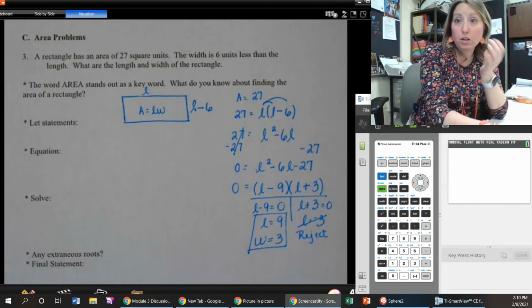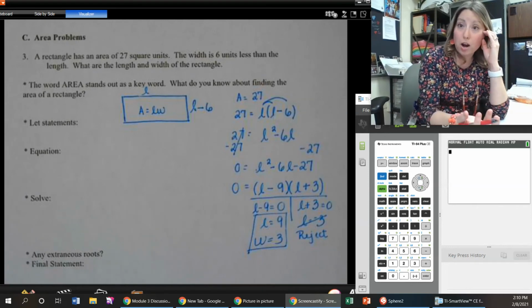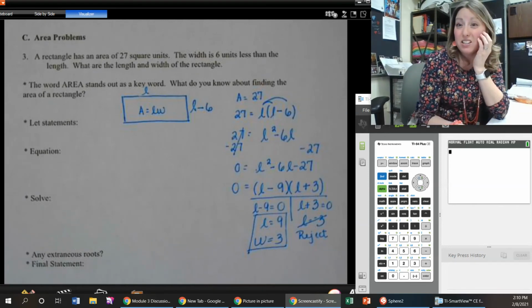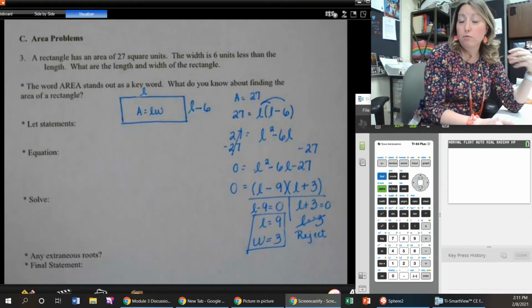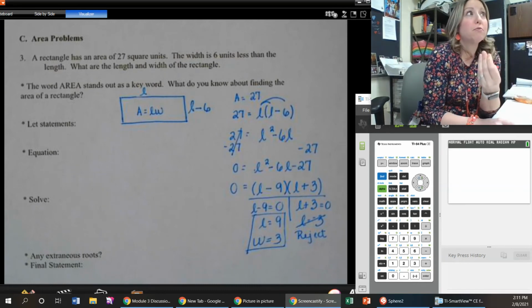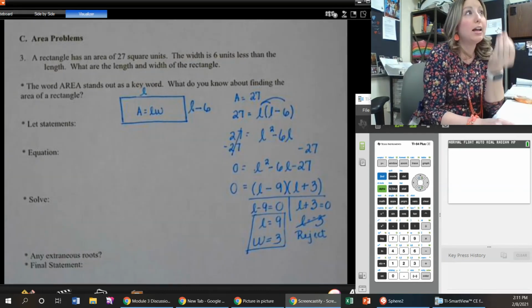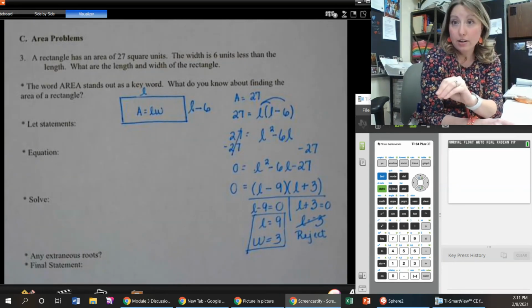Now, of course, let's do the next one together too. Normally, this is where I would pause it and have you do it, but it is a different shape. And so I just want to be clear that you need to make sure whatever shape you have, you have the correct area formula for, and you have the correct diagram for.